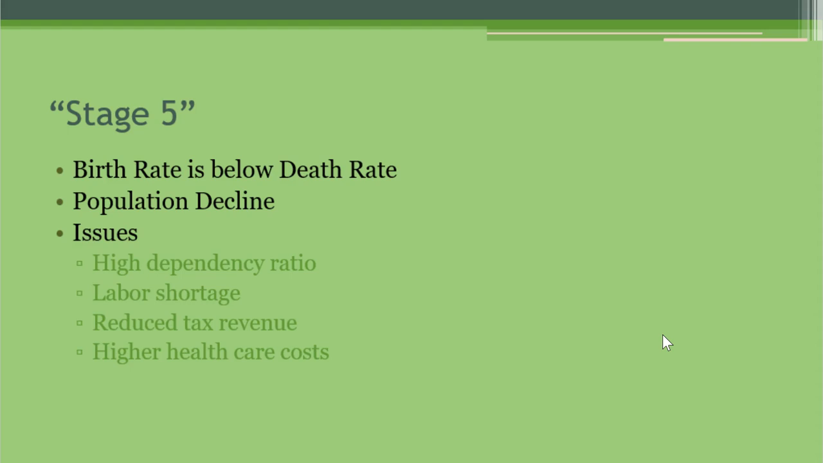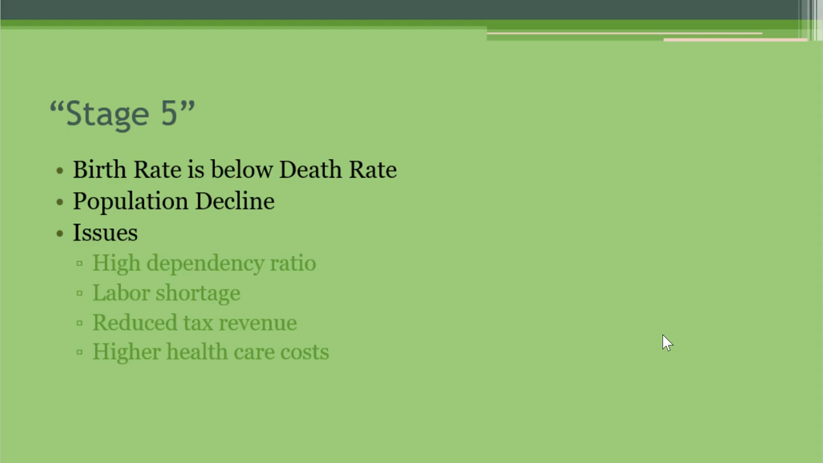And the real problem with that is that you have a really high dependency ratio, which means you have a lot of old people that have to be supported by workers. But there's a labor shortage. There are not enough workers to support the elderly because you have reduced tax revenue, as there are fewer workers, and so you're not getting the income tax.